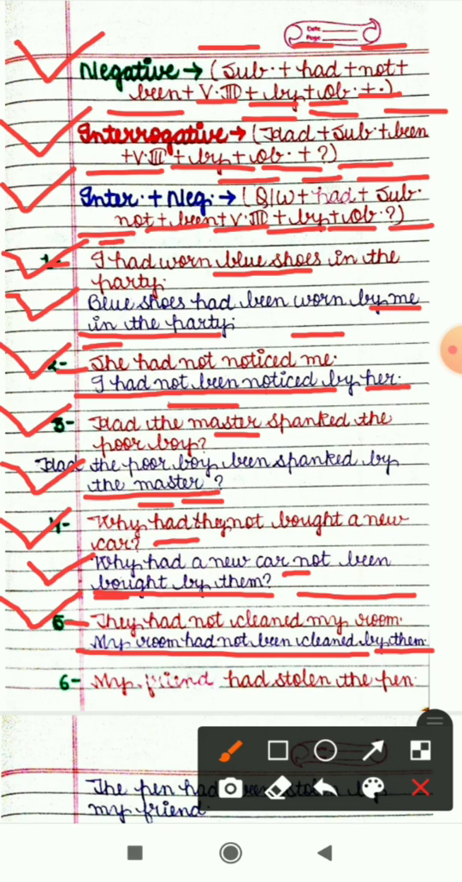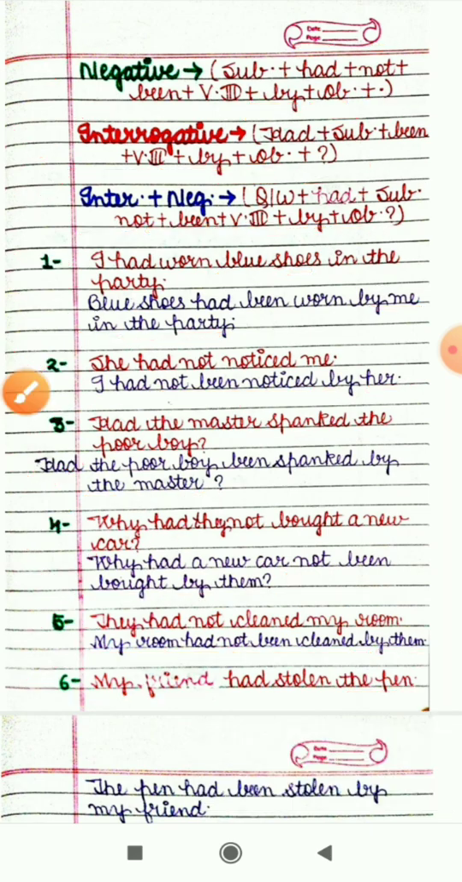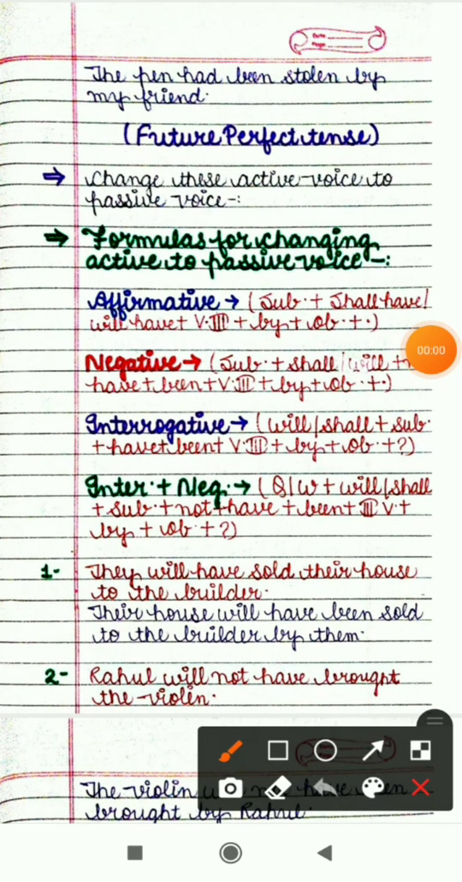Next is sixth sentence. My friend had stolen the pen. Here the subject is my friend and the object is the pen. That means in passive voice our new subject will be the pen. So the sentence will be the pen had been stolen by my friend.